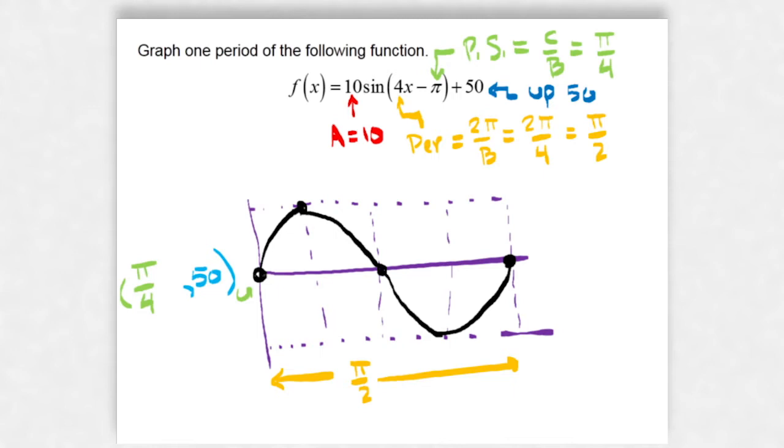Now we also have an amplitude. An amplitude tells us how far up or down we've gone from the midline. Looks like we've gone 10 units, up or down. So this horizontal line would be at y equals 10 plus 50, which is 60. Very good. And this horizontal line here would be 50 minus the 10, so 40. Very, very good. So I have my beginning points labeled.